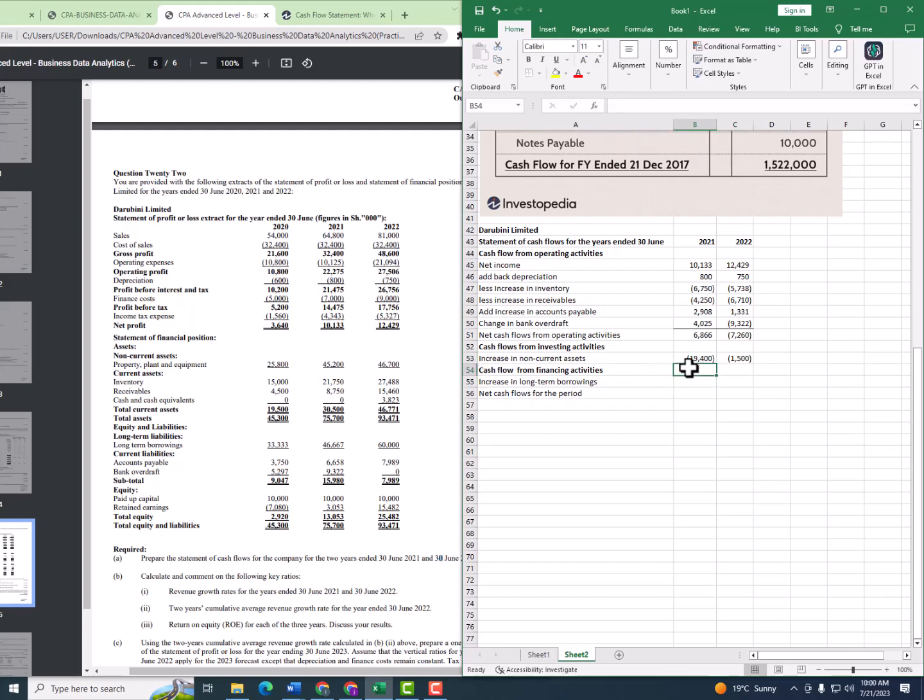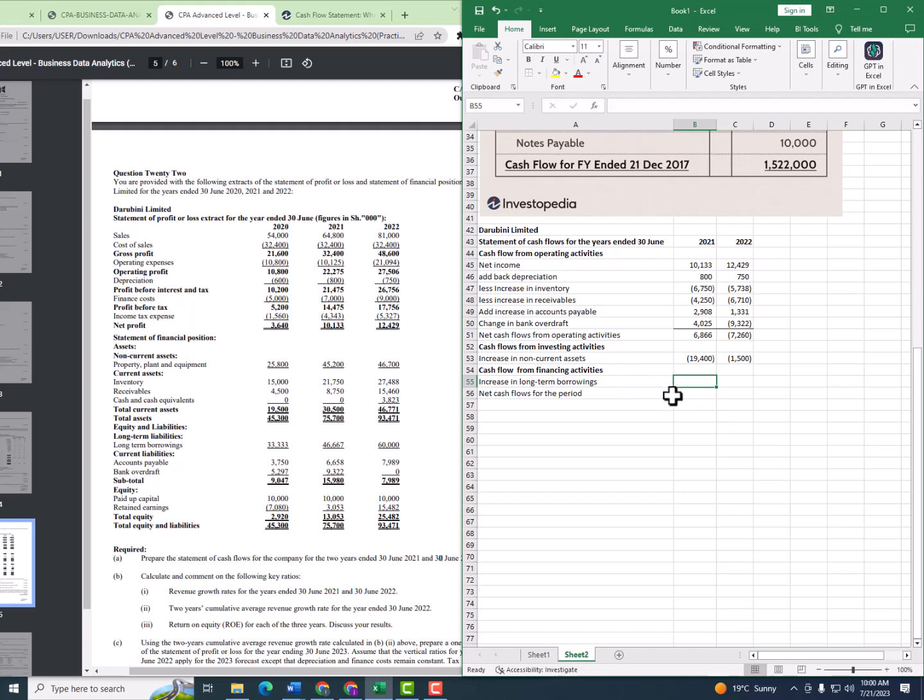Right? That was the increase in non-current assets, and that was the only cash flow from investing activities. Moving now down to cash flow from financing activities, and we have increase in long-term borrowings. We come to the balance sheet here. The long-term borrowings were increasing. So if they were increasing, that was a cash inflow. It means that cash came in by borrowing.